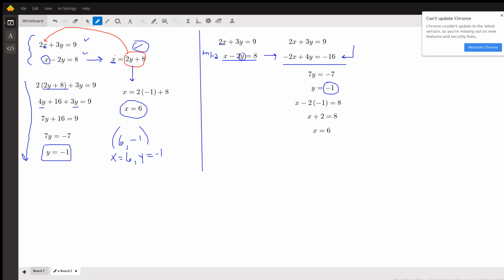There are other methods for solving systems of linear equations, but they're more advanced. Okay, so for now, this is probably what's intended for you.